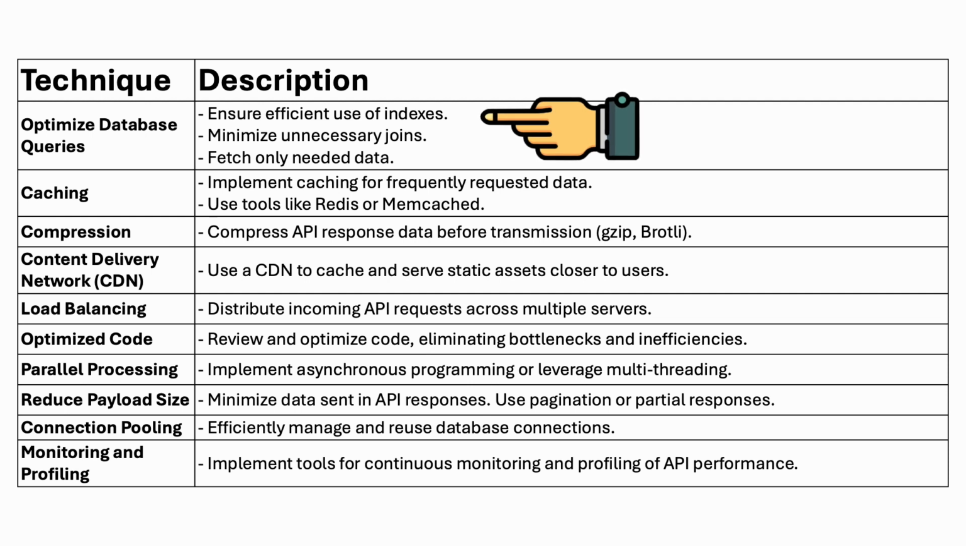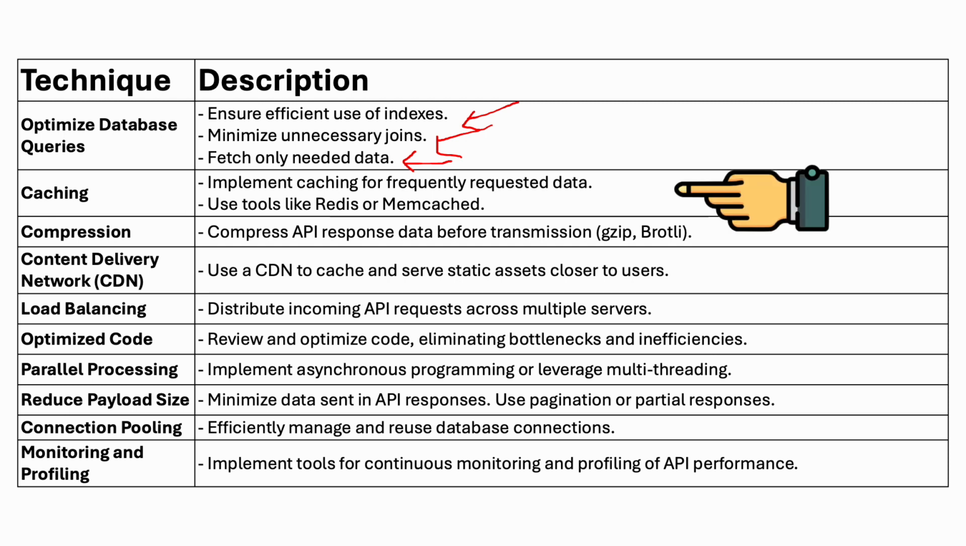The database is one of the prime reasons for degradation of API performance. If we are using unnecessary joins, if we don't have indexes in the database, and if we are fetching unnecessary data, all these would lead to slow API response times. Caching is also related to data from the database. Instead of fetching the data all the time, we can implement caching for frequently requested, non-changing data. We can use tools like Redis or Memcached, which are in-memory database caching tools.